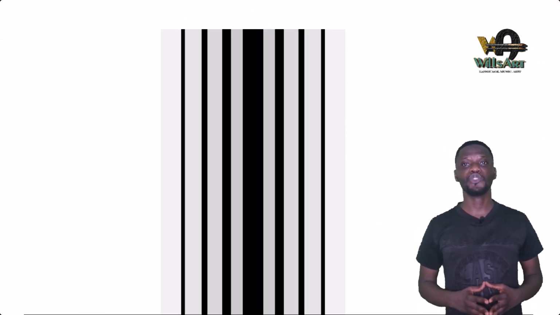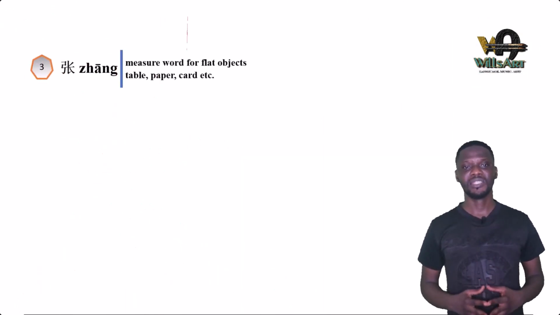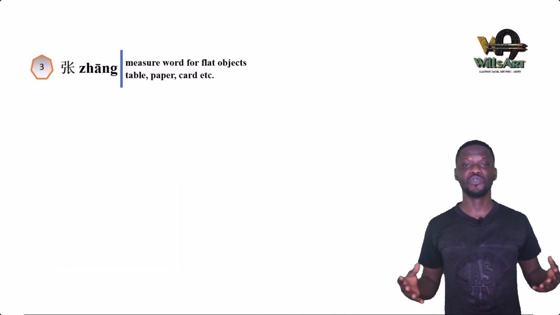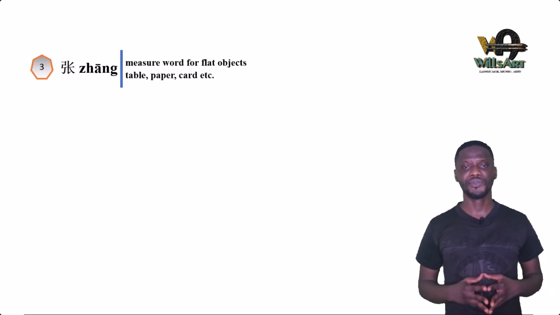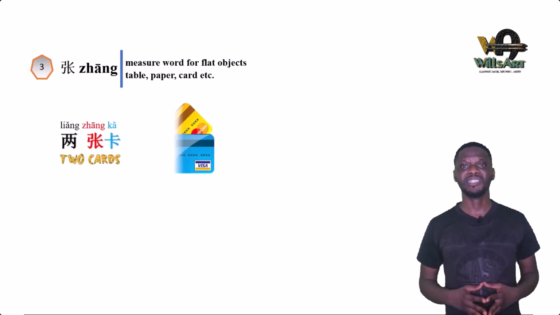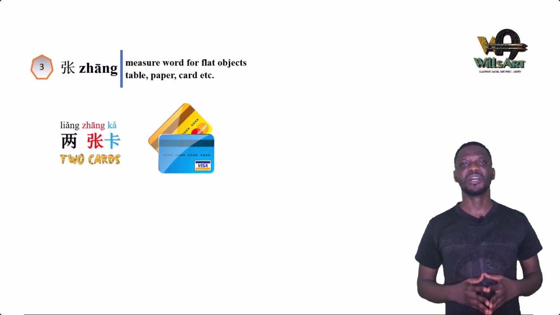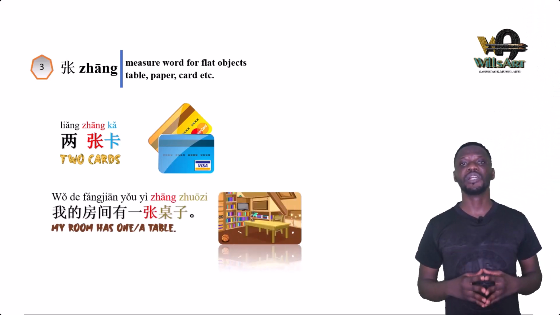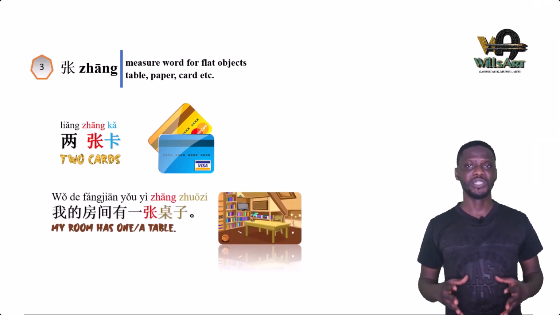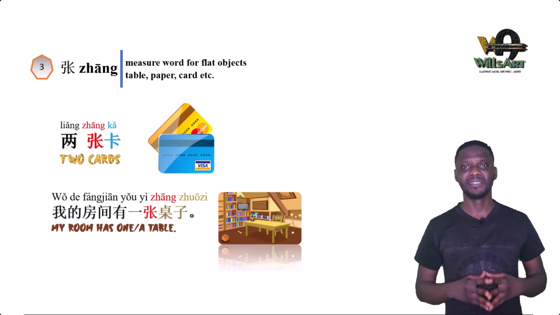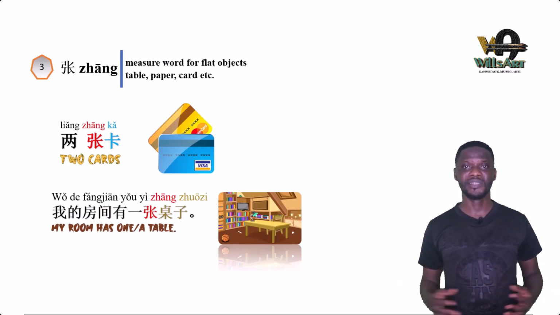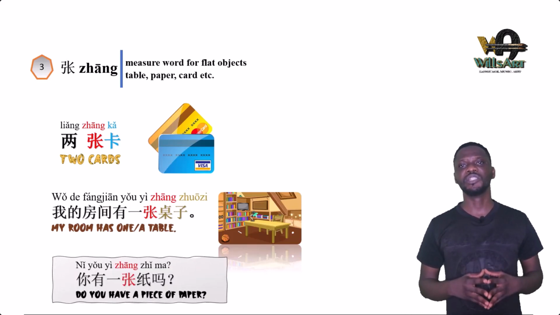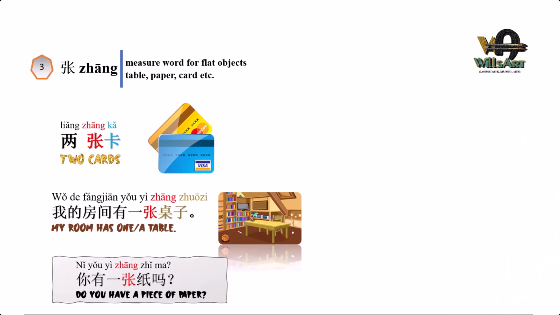The next measure word we're going to be looking at is zhāng. Zhāng is a measure word used for flat objects like table, paper, card, and so on. For example, we have something like 两张卡, which means 2 cards. Or you can have a sentence like 我的房间有一张桌子, which means my room has a table, or there is a table in my room. Then we can have something like 你有一张纸吗? Do you have a paper?